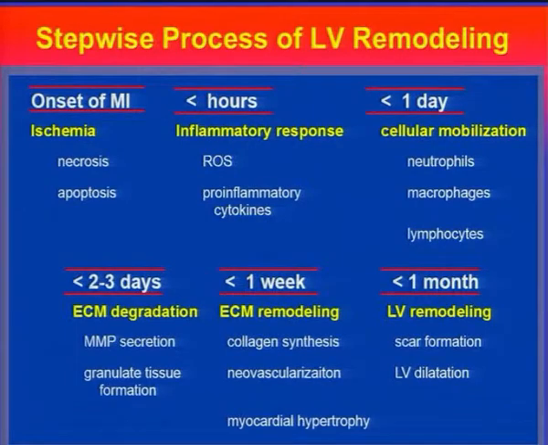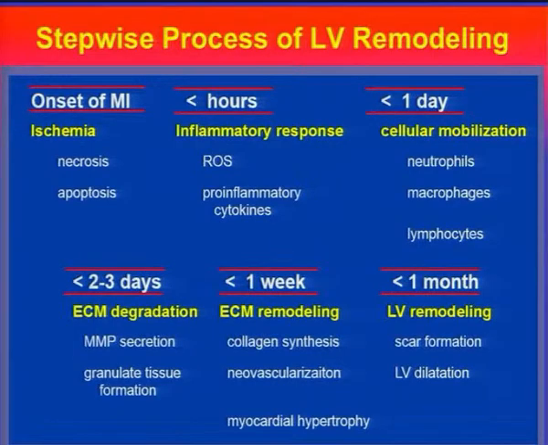Onset of MI causes ischemia, and some part is necrosis, and another part is the apoptosis of cell death. Within one or several hours, an inflammatory response occurs. This is triggered by reactive oxygen species, and pro-inflammatory cytokines are induced, and this is good for the wound healing process. And within one day, neutrophils, macrophages, and lymphocytes are mobilized from the bone marrow and emerge in the peripheral blood.